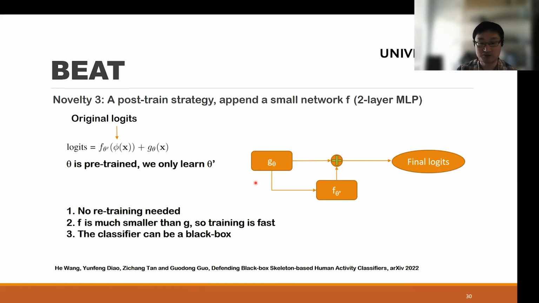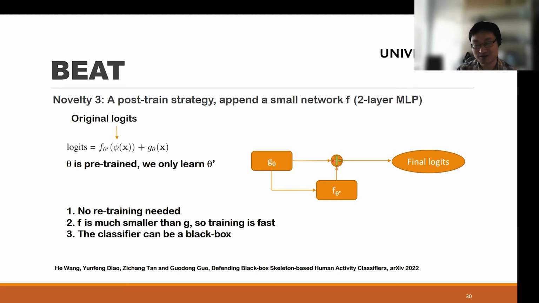What we do is very simple. We append a very small network. In this case, it's just a 2-layer MLP, F. Assuming G is the given classifier you trained already, where the network weight is theta, we just append the small network to G. It's a 2-layer MLP, which is parameterized by theta prime. Theta prime is the network weight of the 2-layer MLP, right?